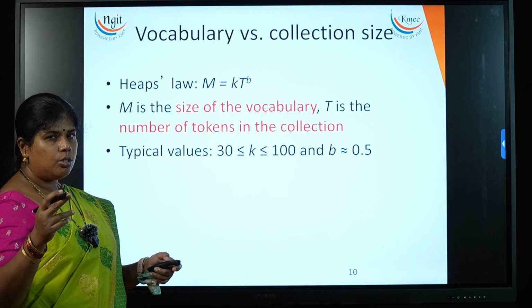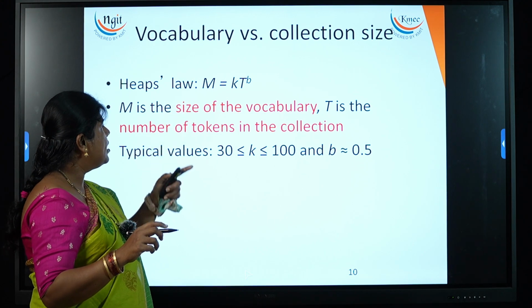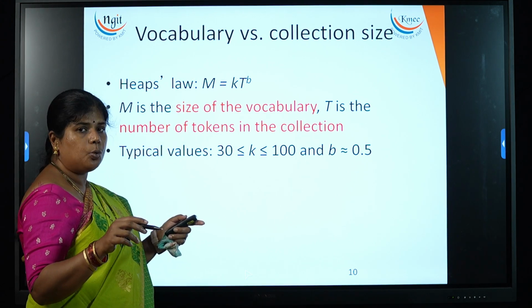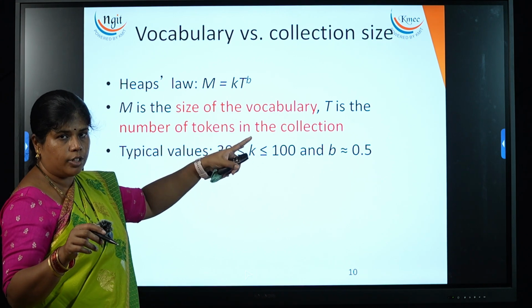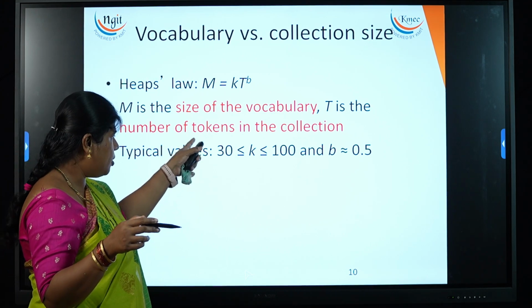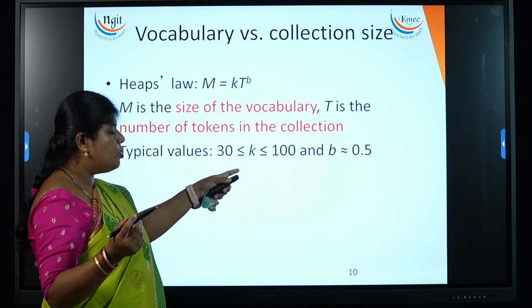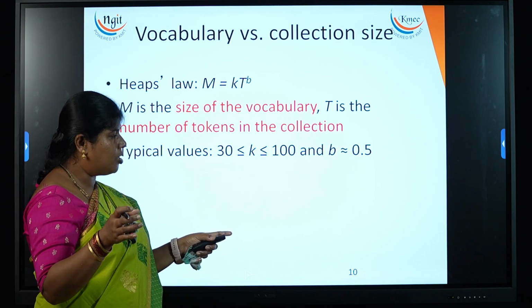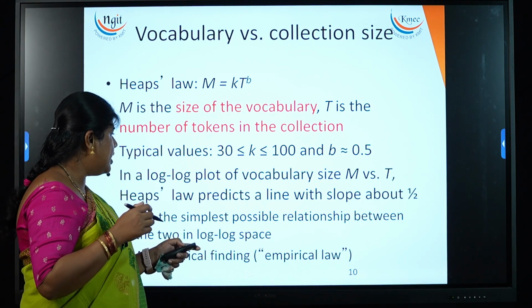Now, there are two laws. One law is Heaps' law. What is it saying? M is equal to K into T raised to B. Here, what is M? That is the size of your vocabulary, the number of distinct words. Then T is the number of tokens in the collection. Here, K I should assume in the range of 30 to 100. That is a constant. And B is 0.5.